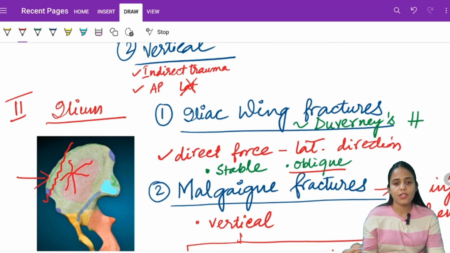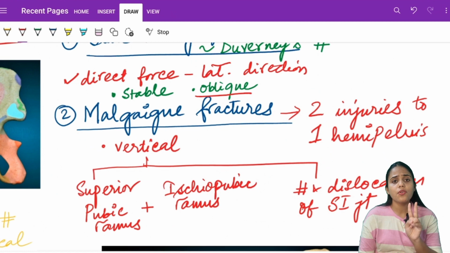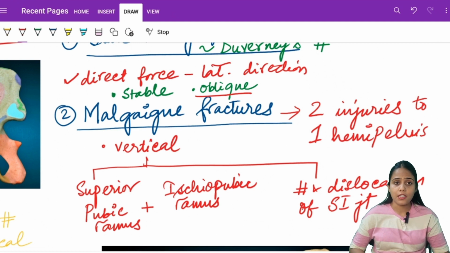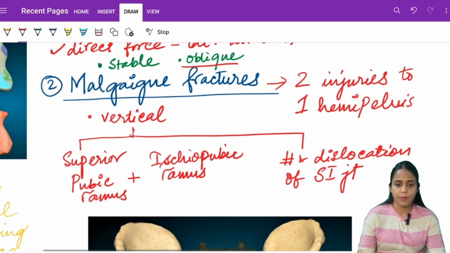Next, let's move on to the Malgaigne fracture. Malgaigne fractures consist of two vertical fractures. However, an important point to remember is that these two vertical fractures occur in one single hemipelvis. Two injuries to one hemipelvis.